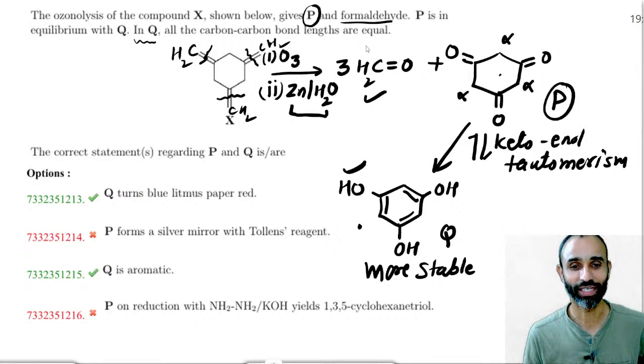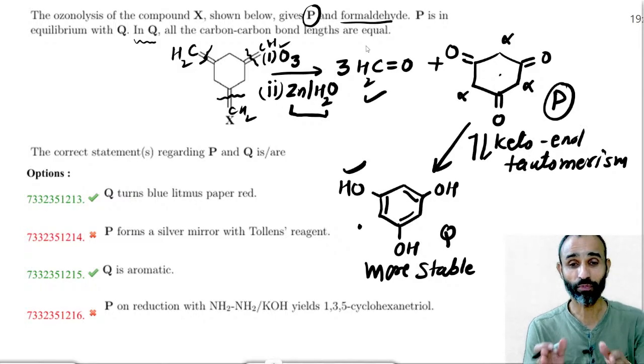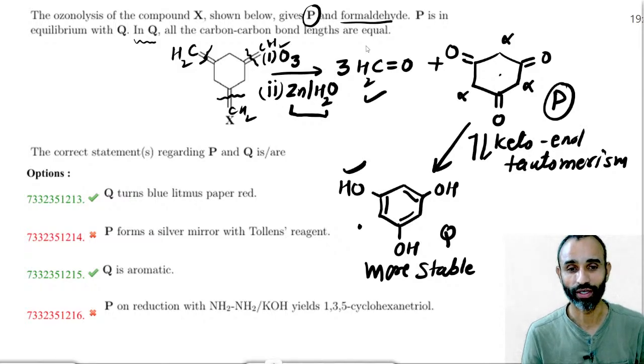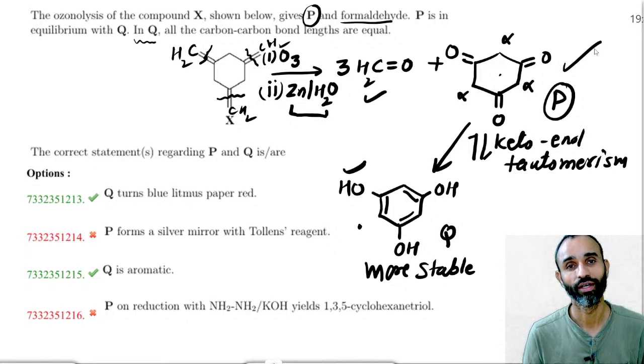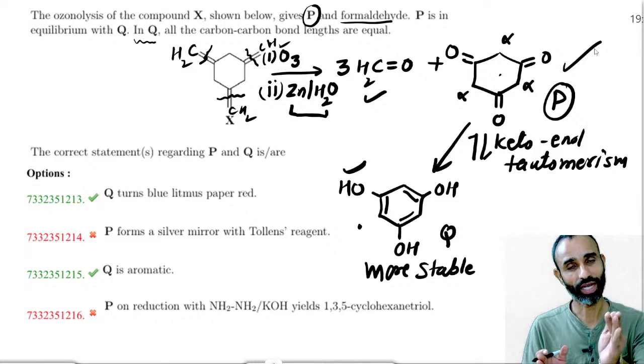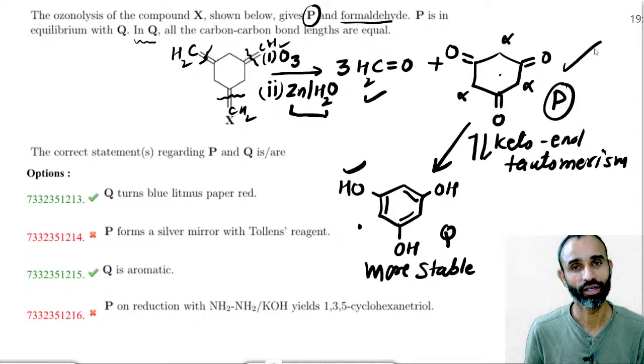Yes, but see, first P is formed. So in the first step, we get this one product only. The carbon-carbon double bond breaks, and we attach double bond O on both sides. So this is step 1. Then there is tautomerism, and we get Q.